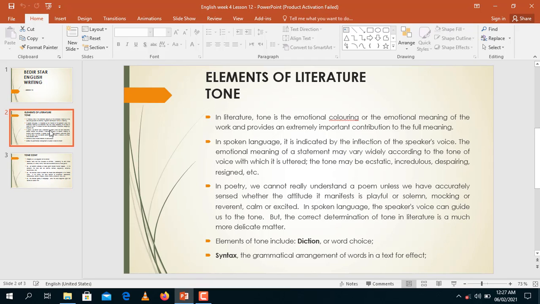And then we have another element of tone, what we call syntax. This is the grammatical arrangement of the words in a text. The way you arrange your grammar is what we call syntax. Don't worry too much about these things. For your level now, just know that syntax is the way you arrange your grammar in your story.